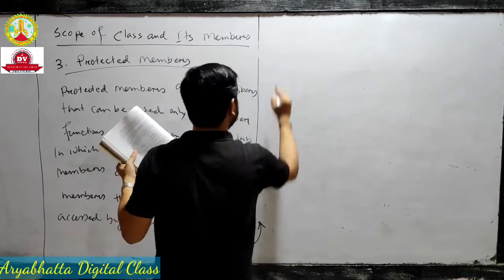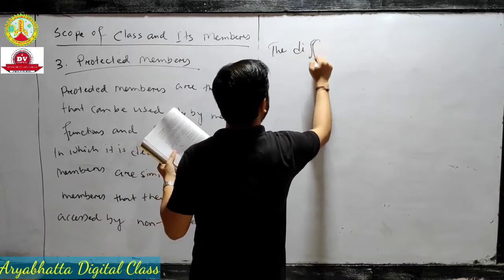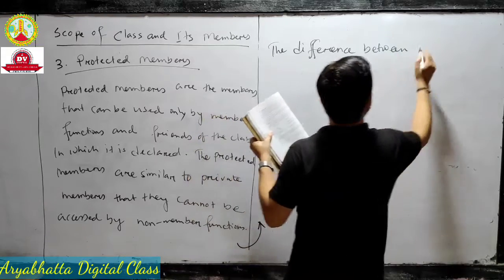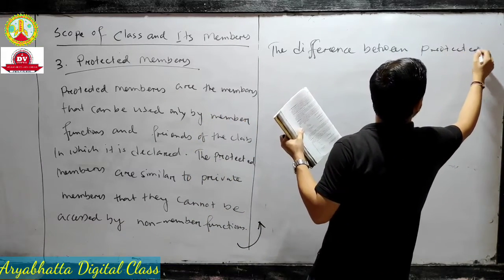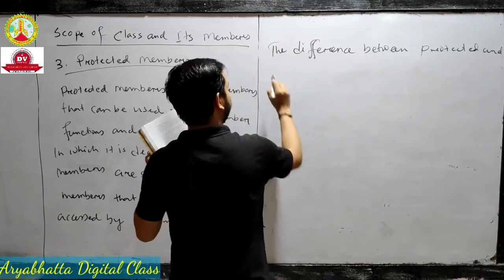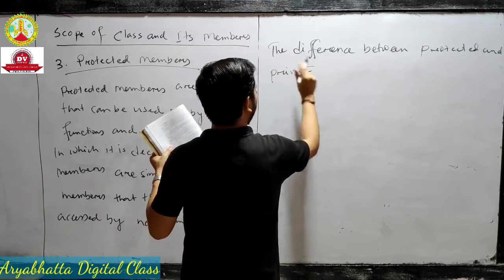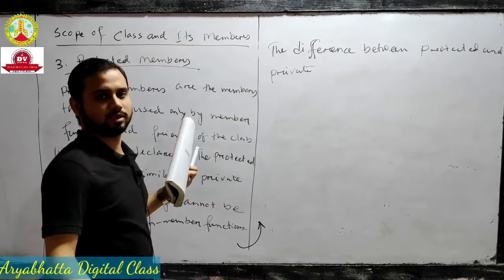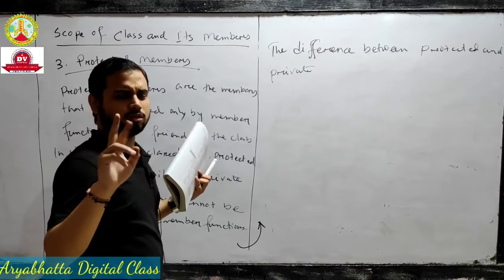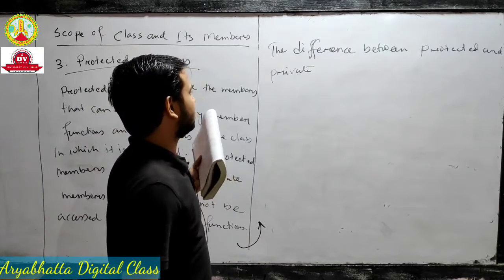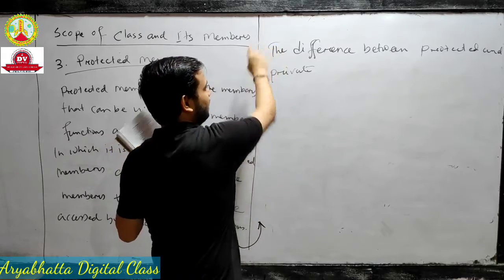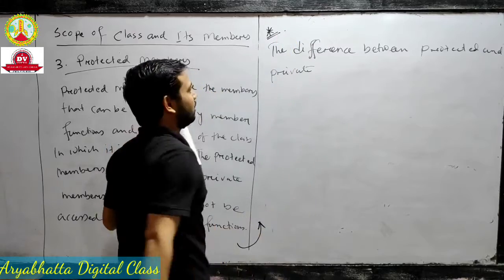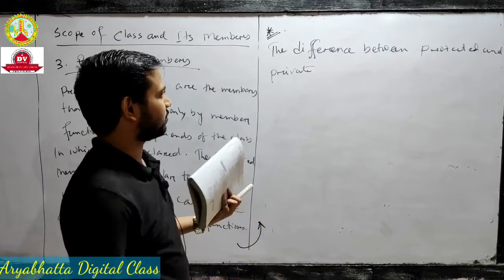After this you write down in your copy, below, the difference between protected and private. Sometimes this comes in the exam. What is the difference between protected and private? For 1 mark or 2 marks, then you have to write from this. Because both are similar, only one point is different. You just note down in your copy a star mark. This is very important, because it is frequently coming in the exam.